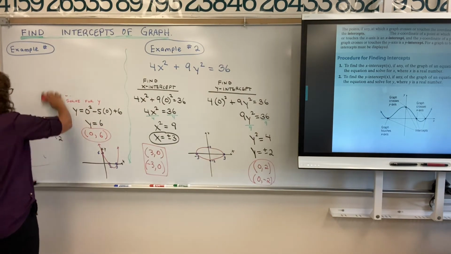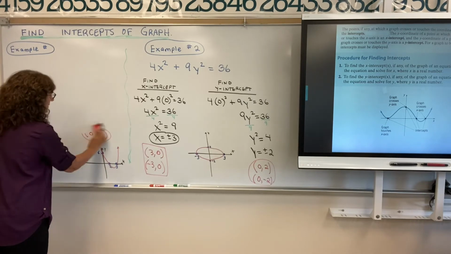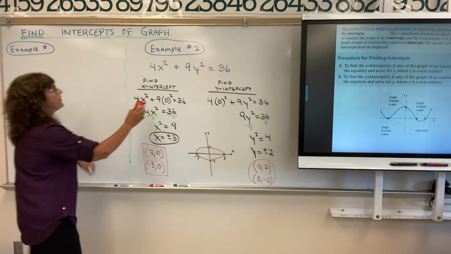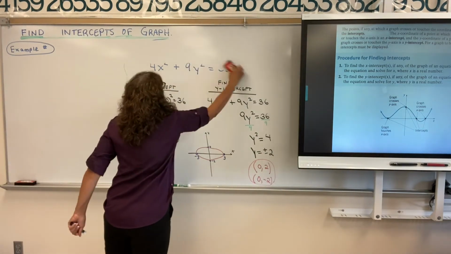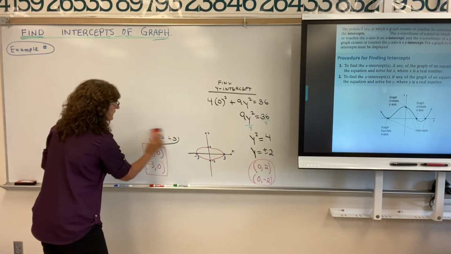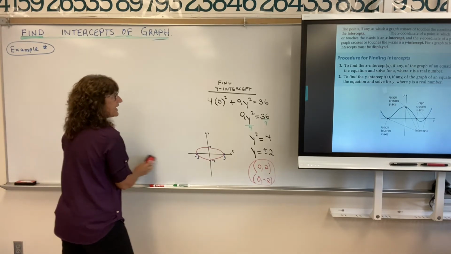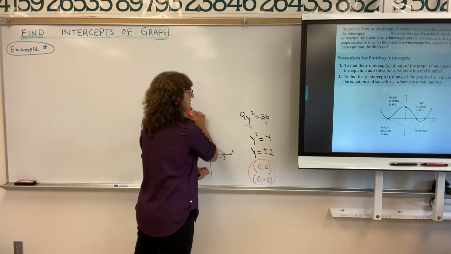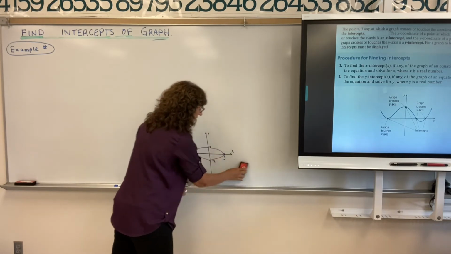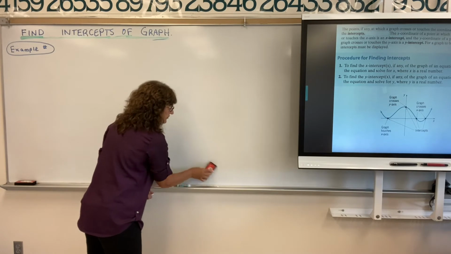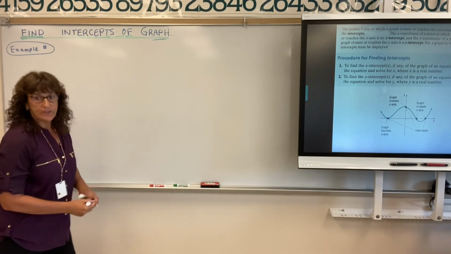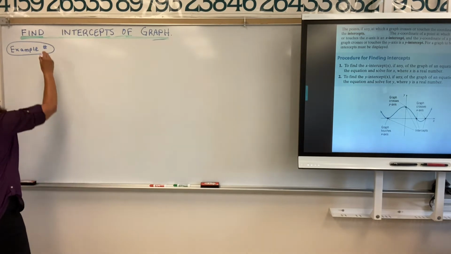Erase this, move this out of the way. So example number 3, the radical example. I'm going to move all this out of the way. So let's erase. And we'll find the x and y intercepts. Just remember the x-intercepts, where it crosses the x-axis, you would set y equal to 0. The y-intercepts, where your curve crosses the y-axis, you would set your x-coordinate equal to 0. All right, so let's do example number 3.